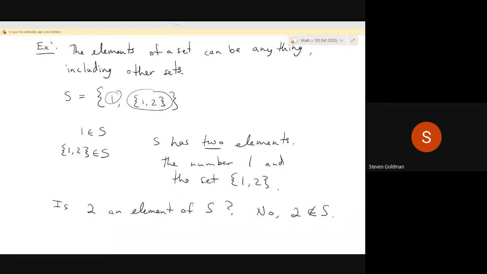So the number 2 is not an element of the set, but it's a subset. Well, not exactly. Wait. It's not a subset either. It's an element of a subset of the set, but yeah. All right, we'll get to subsets soon though.